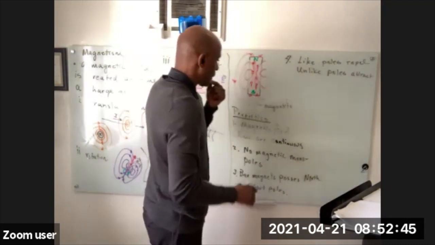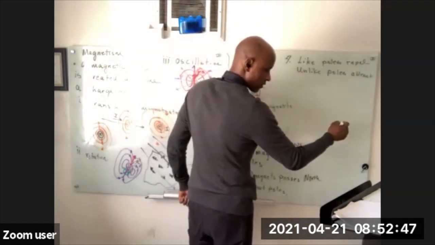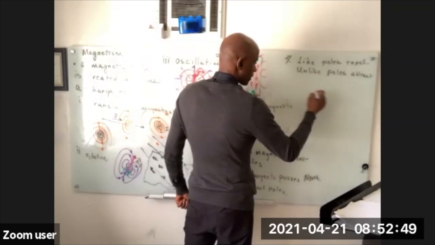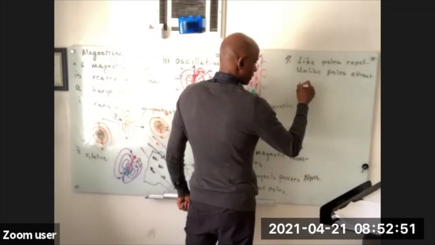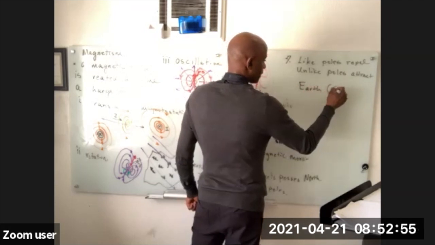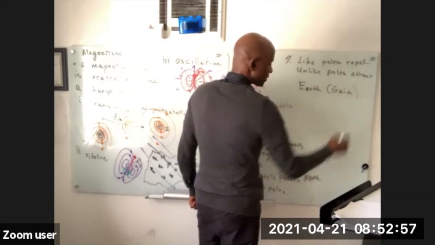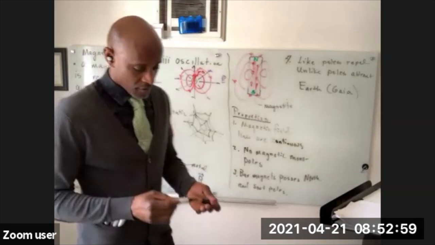And finally, I would like to say something about the Earth. The Earth's magnetic field, Gaia, since I mentioned that, we'll just put that word there. Gaia is a word for Mother Earth.